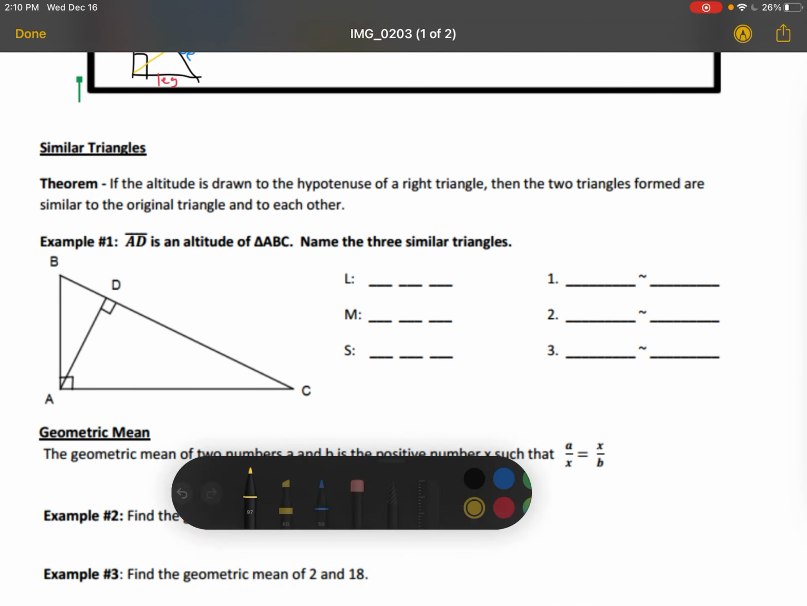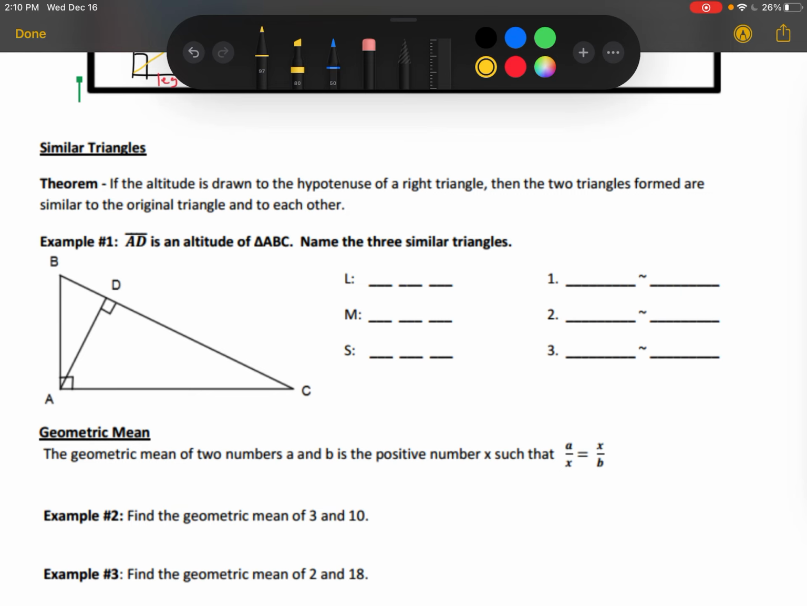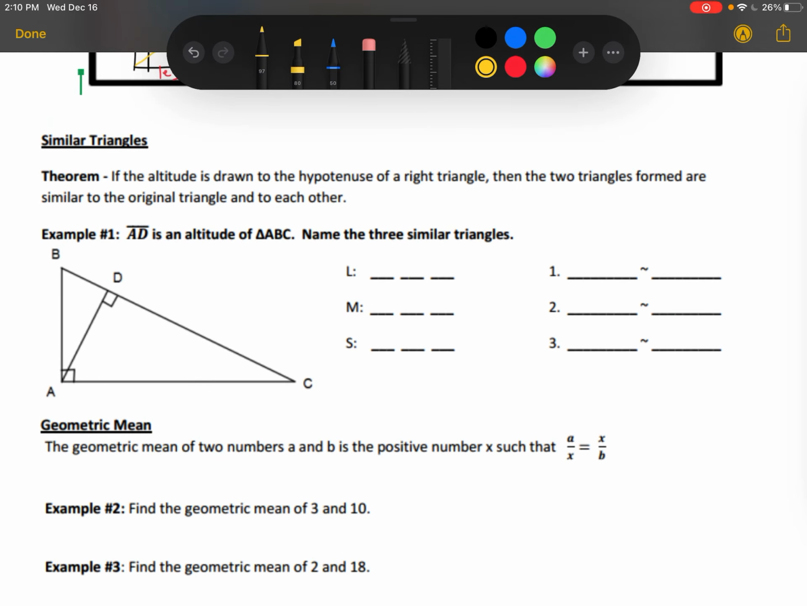Next, we're going to be looking at some similar triangles. And the first piece of information that's important about altitudes and right triangles is that if you draw one, it actually forms two more triangles, and those triangles are actually similar to the original one. So let's say our original one is in yellow. That's our large one here, around the outside. It forms two new ones, and each of these are similar. So this green one is also similar, and the red one is also similar.